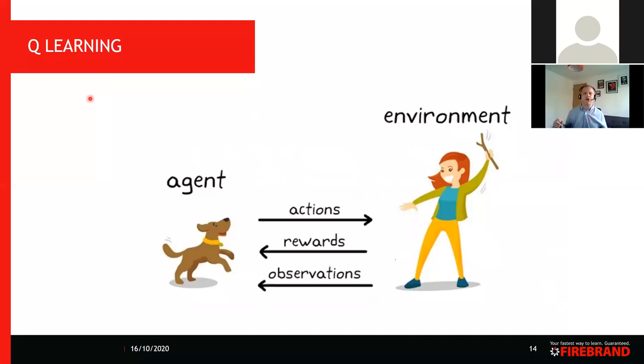So the main algorithm within reinforcement learning is called Q-learning. And so consider the scenario of teaching a dog new tricks. The dog doesn't understand our language. No matter how much we shout at a dog, it just doesn't understand it.